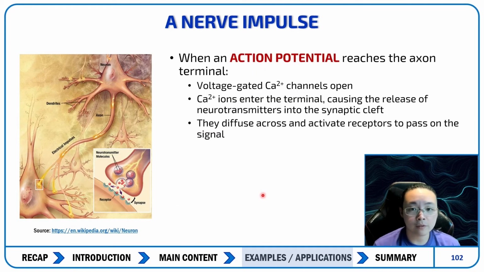A nerve impulse happens when an action potential reaches the axon terminal, and that's when a voltage-gated calcium channel opens, and the calcium ions are going to enter the terminal, causing a release of neurotransmitters into the synaptic cleft over here, and they diffuse across and activate receptors to pass on the signal. But what's most important here is the fact that calcium is positively charged, and it's going to generate a change in membrane potential as the voltage-gated channels open and close.